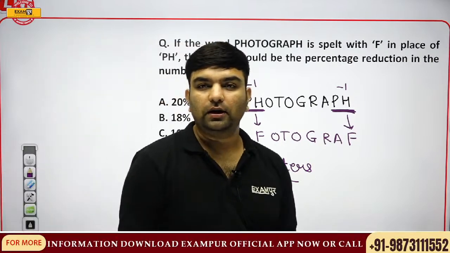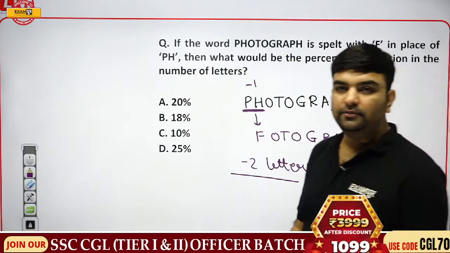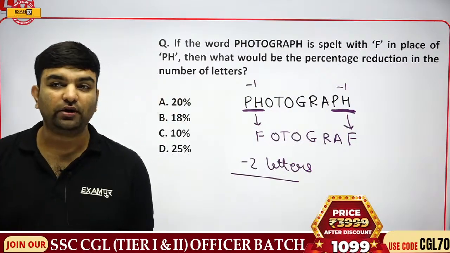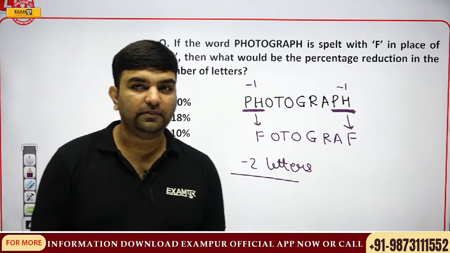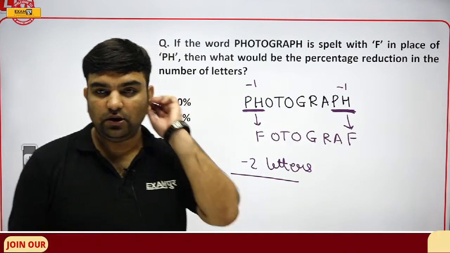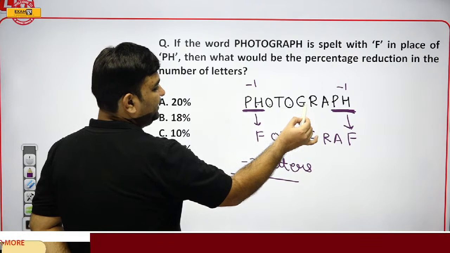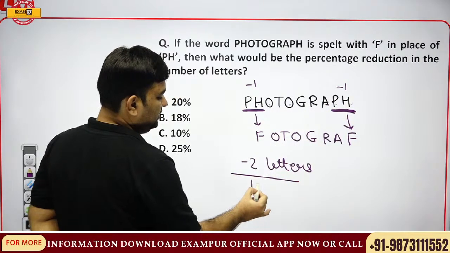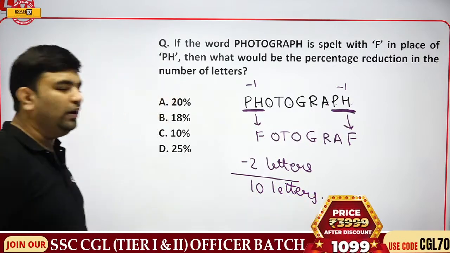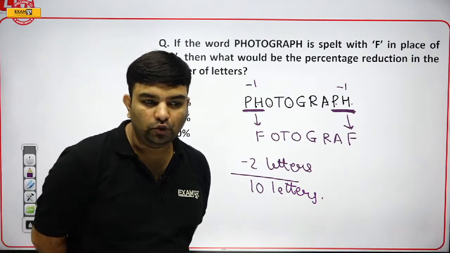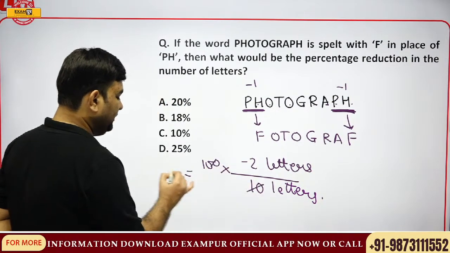Now, whatever is the increment and whatever is the decrement is always seen over its original value. So what are the original letters? 1, 2, 3, 4, 5, 6, 7, 8, 9, 10. So originally there were 10 letters. A decrement of 2 over 10 is a 20% decrement.